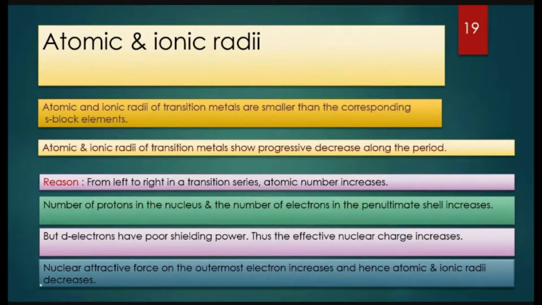So the effective nuclear charge increases, and hence atomic and ionic radii decrease. See, when the electrons present in the d orbital fail to overcome the force of attraction exerted by the nucleus, they are greatly pulled by the nucleus towards itself. That leads to a decrease in atomic and ionic radii.